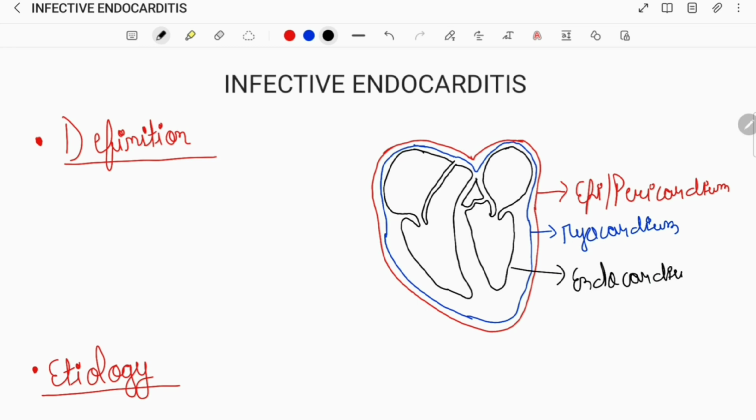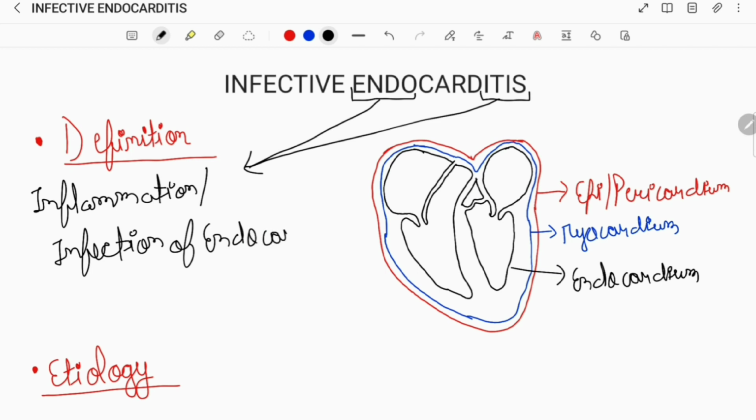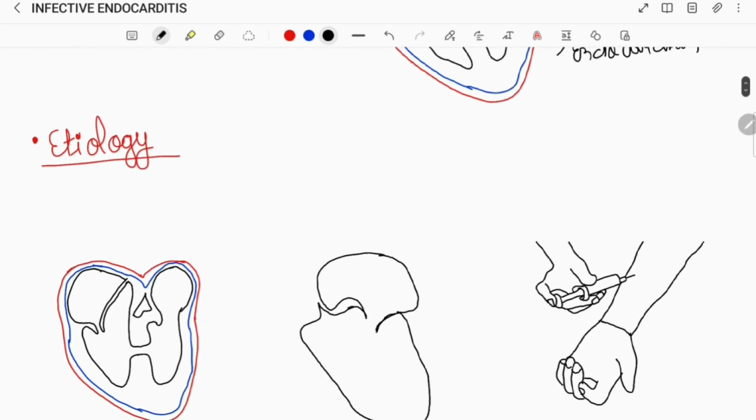Now focus on the terms endo and itis. The name itself suggests that it is nothing but inflammation or say infection of the innermost layer of the heart, that is the endocardium. The question is, what causes this infection or inflammation?